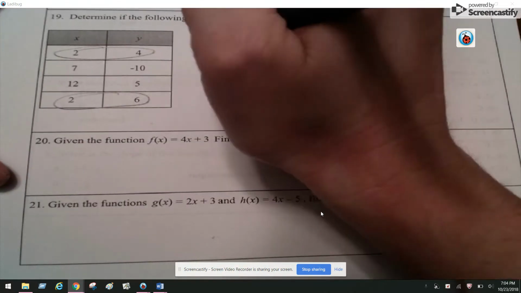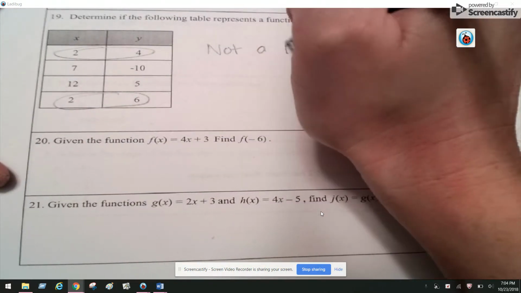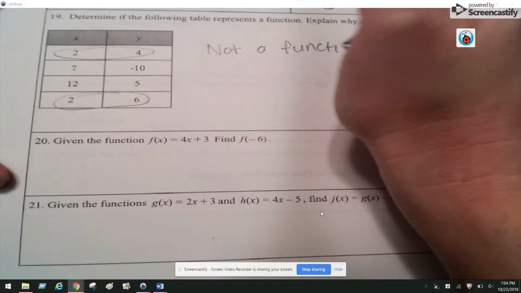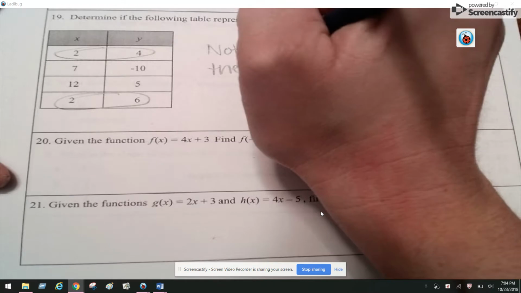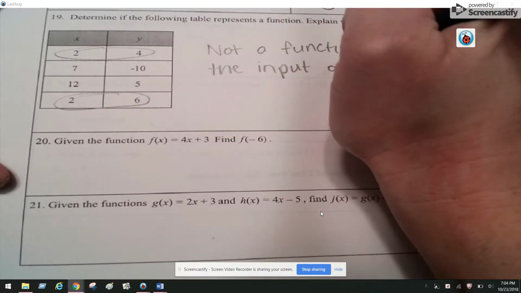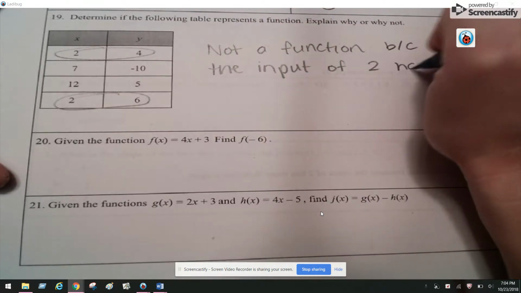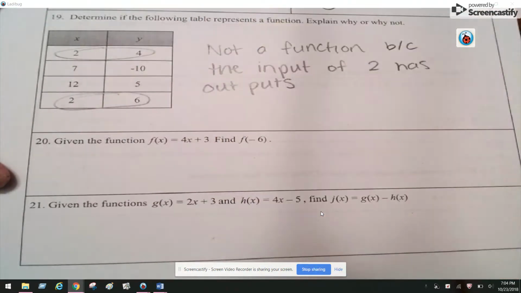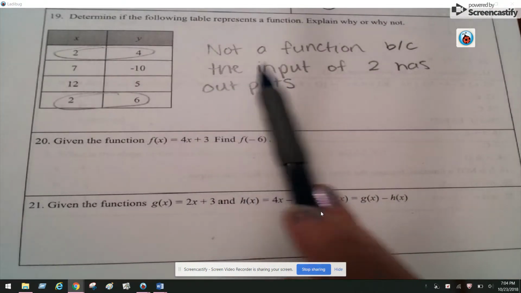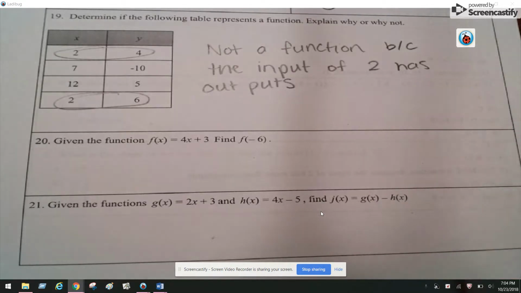So right away, this is not a function because, I always abbreviate just because, the input of 2 has 2 outputs. You always want to mention which input it is that has more than one output. And you do want to mention that vocabulary. The input of 2 has 2 outputs.